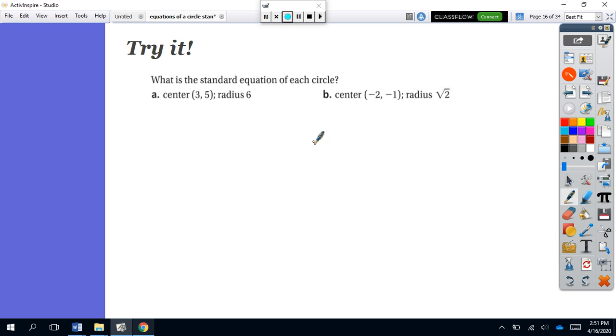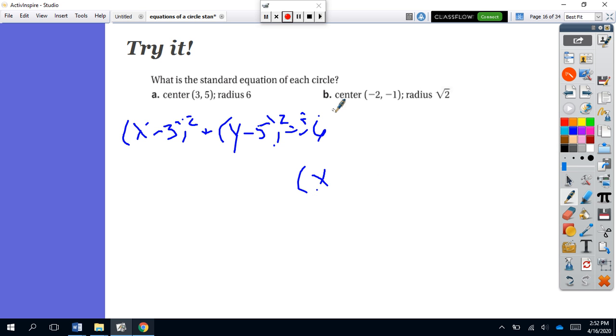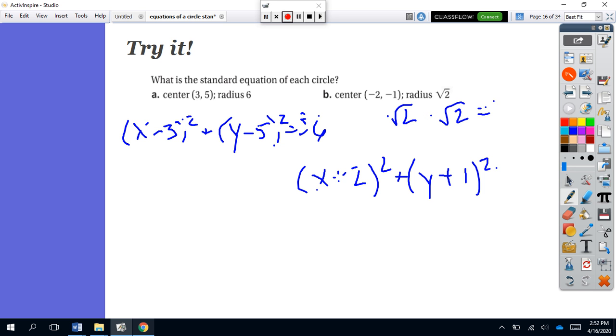Okay, so if the center is (3, 5), I write (x minus 3) squared, because h is 3, plus (y minus 5) squared equals 6 squared, which is 36. And then the next one is going to be x plus, because both of those are negative, so they're both going to be plus: (x plus 2) squared plus (y plus 1) squared. And now let's think about the square root of 2 squared. That's the square root of 2 times the square root of 2, which just equals 2. So we'll just write 2 here. So r squared is 2.